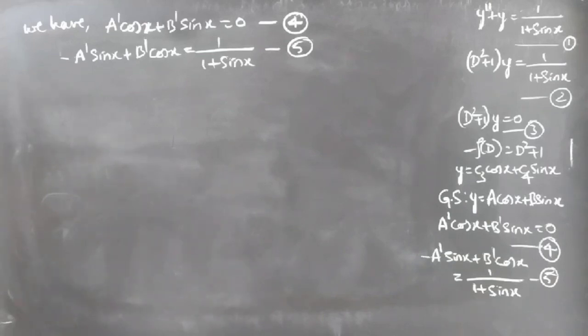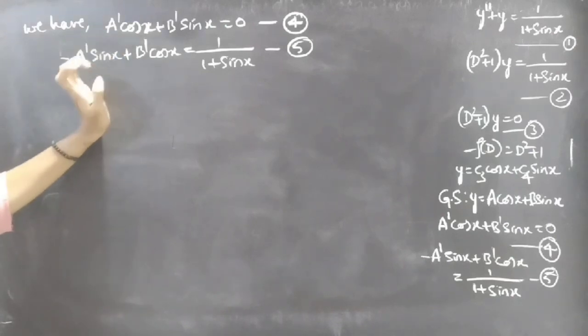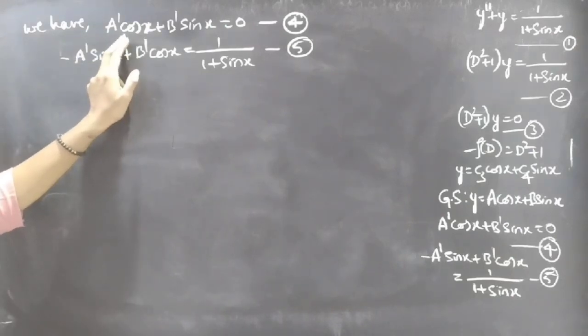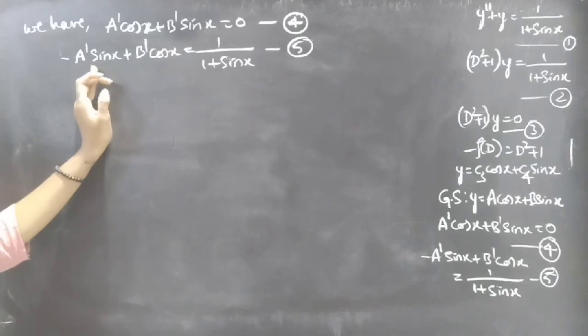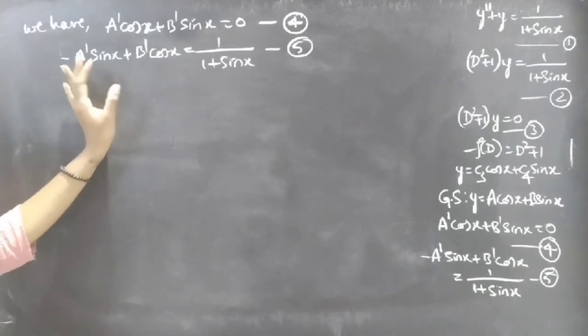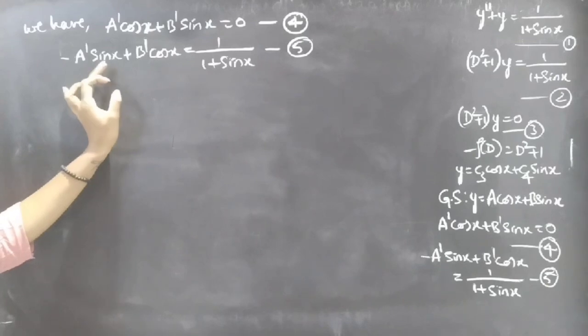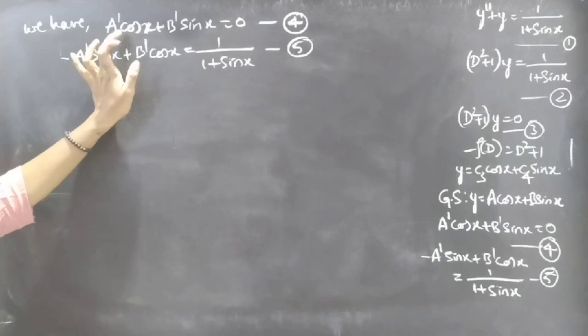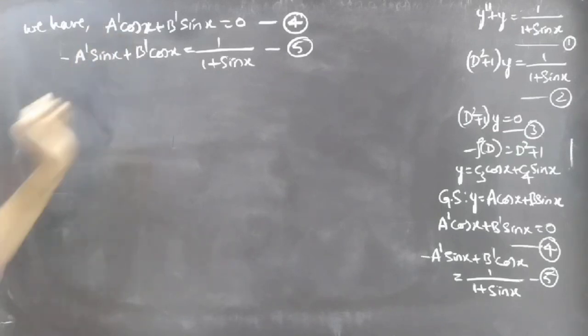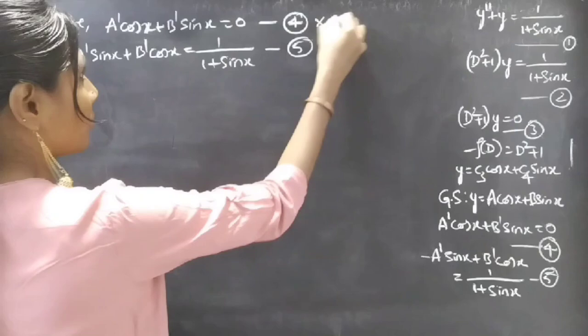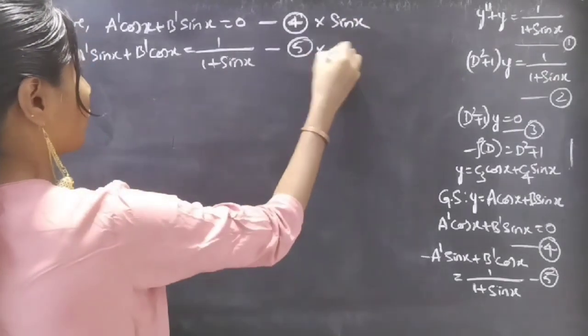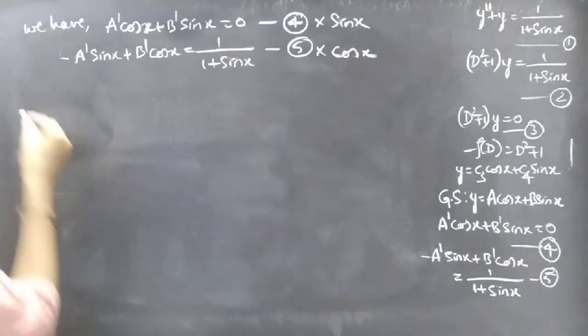We have equation 4 and equation 5. We need to find a dash and b dash by solving these two equations. So just notice the first term in equation 4 and in equation 5. In equation 4, we're having a dash cos x, and in equation 5, we're having a dash sin x, right? So in order to cancel the terms involving a dash, we need a cos x in the first term of the fifth equation, and we need a sin x in the first term of the fourth equation, right? So let's multiply equation 4 with sin x and equation 5 with cos x, right?